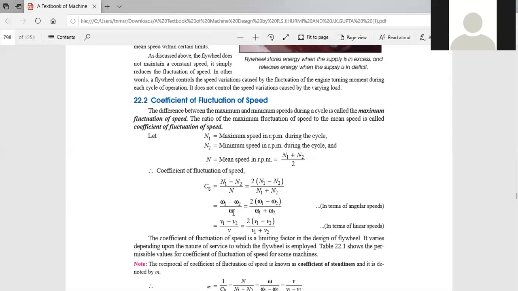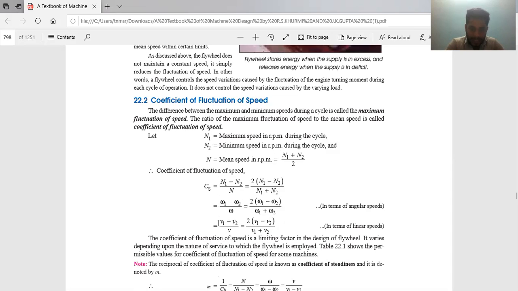Again, if you write this speed in terms of omega, angular velocity, it will be omega 1 minus omega 2 divided by mean speed, that is omega. Mean speed omega will be omega 1 plus omega 2 by 2. You can write this coefficient of fluctuation of speed again in terms of linear speeds also. That is V1 minus V2 by V.